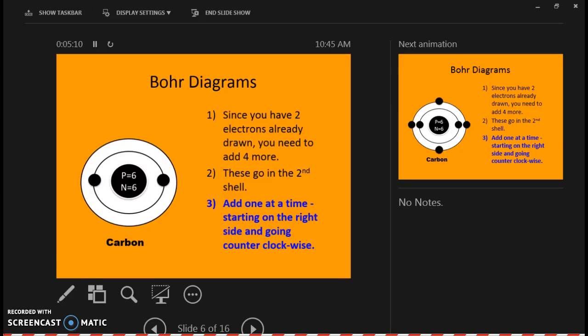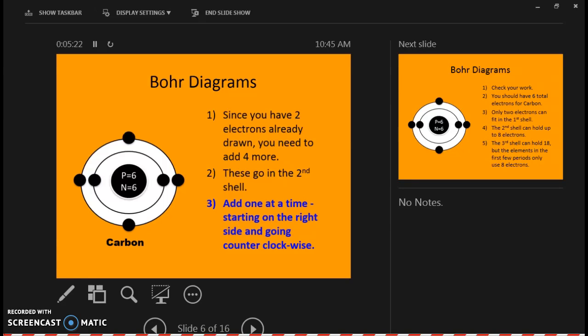So you're going to add 1 electron at a time. You're going to start on the right, and you're going to go counterclockwise. So you're going to start at 3 o'clock again, then move up to 12, 3, and 9. So you should add those 4 outer electrons, called valence electrons, to your Bohr diagram in that third box.